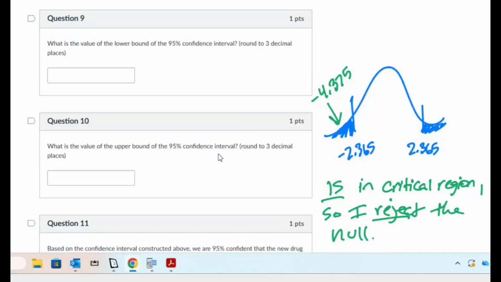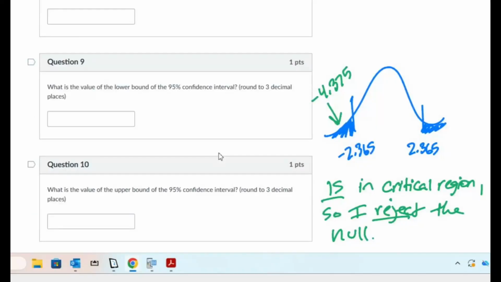Okay, the last thing I want to show you is a confidence interval. So I'll do this lower and upper bound, and then y'all can do this second practice problem.